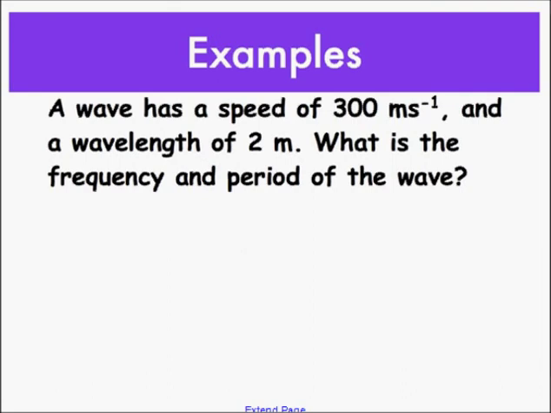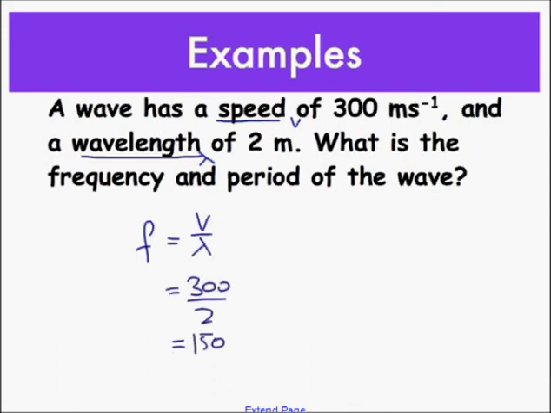A wave has a speed of 300 meters per second and a wavelength of 2 meters. What is the frequency and the period of the wave? So we're trying to find both. Well, we know from a formula that we've got velocity here, or speed, and the wavelength lambda. So we could find either frequency or the period. Frequency is equal to v over lambda. So it'll be 300 divided by 2, so that equals 150 hertz. What's the period? Well, we know that it's the inverse of frequency.